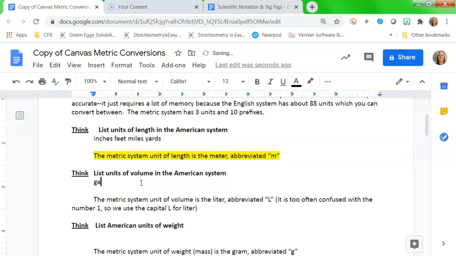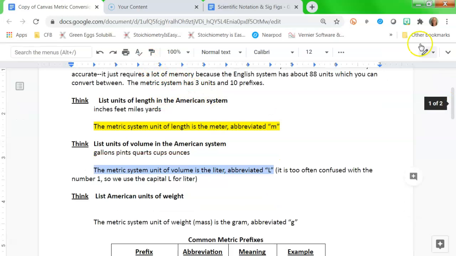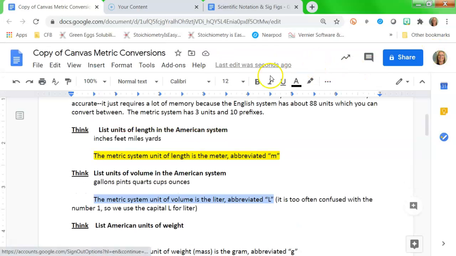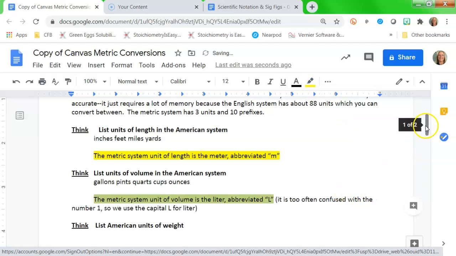Well, what about volume? In volume, we have things like gallons, pints, quarts, cups, and we also have things like ounces. Okay? That's a lot to memorize. If you start thinking of all the things we have to memorize, that's a lot. So what about in the metric system? Well, in the metric system, we also just have a base unit, and that base unit is liters.